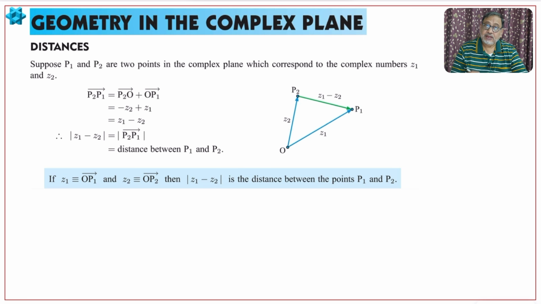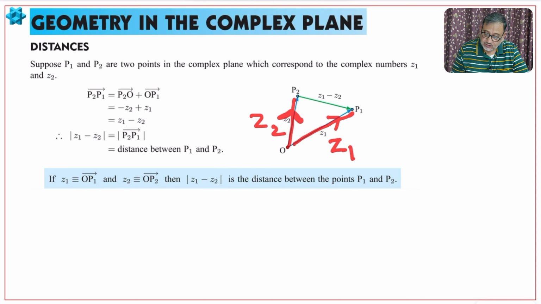P2O, okay, let me correct. P2P1 is equal to P2O plus OP1. OP2 is one vector Z2, OP1 is the first vector Z1, the second vector is Z2. Then P2P1 will be P2O plus OP1. P2O is in the negative direction of Z2, therefore it will be minus Z2, and OP1 is in the right direction, so plus Z1, therefore it will be Z1 minus Z2.